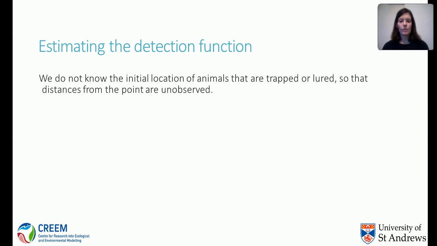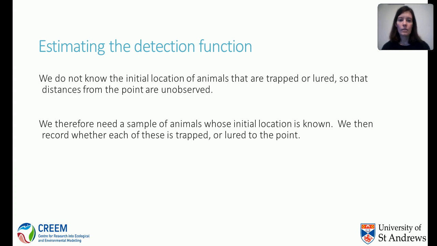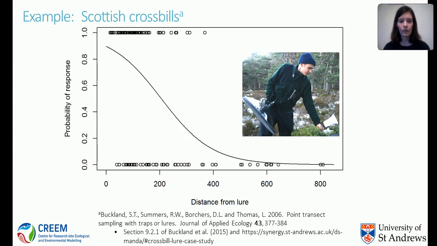And the key thing here is we're trapping animals, so we don't know their initial location before they're trapped or lured. So we don't have distances from the point. So therefore we need to conduct an auxiliary experiment where we take a sample of animals whose initial location is known, and then we record whether each of these is trapped or lured to a given point. And here is an example with Scottish crossbills, and you can see the reference below.